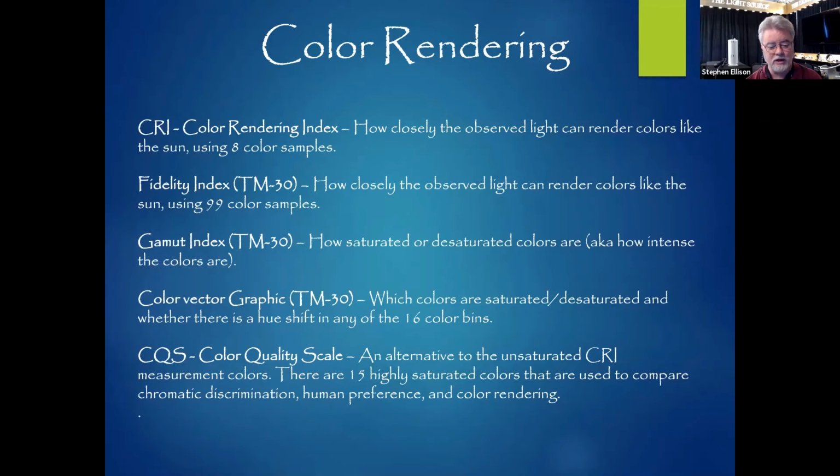One other one was the color quality scale. Here they're using 15 highly saturated colors. It was an alternative to the unsaturated CRI, but it got superseded more by the TM30, which is doing a much better job.